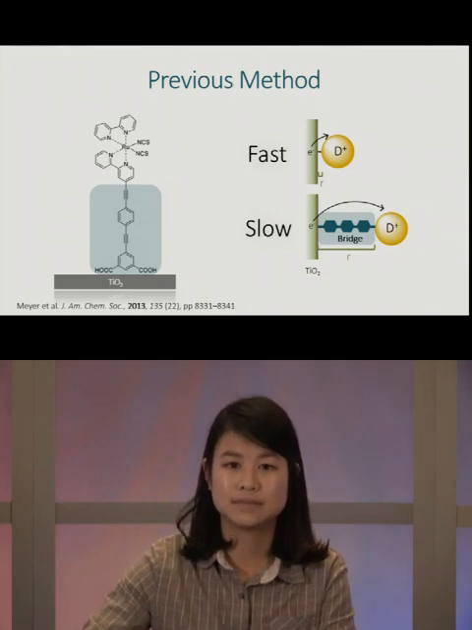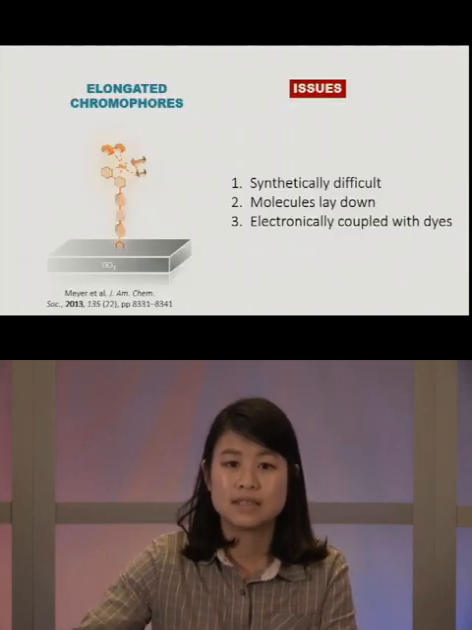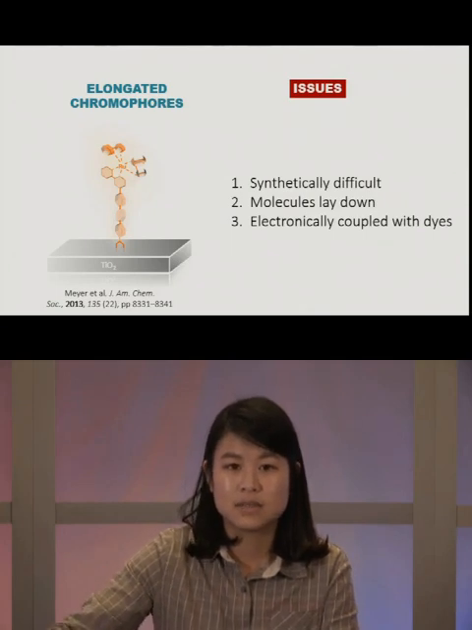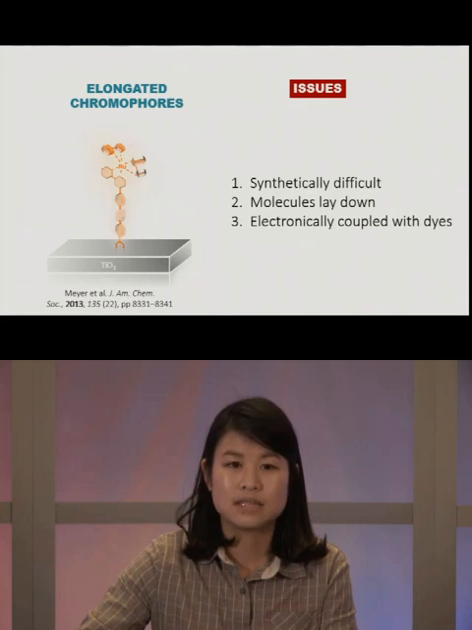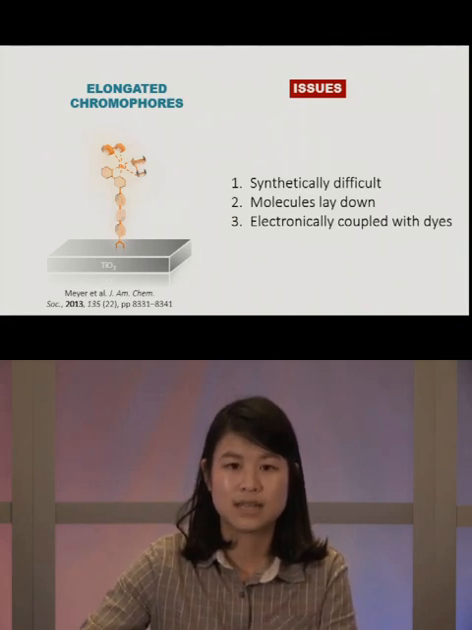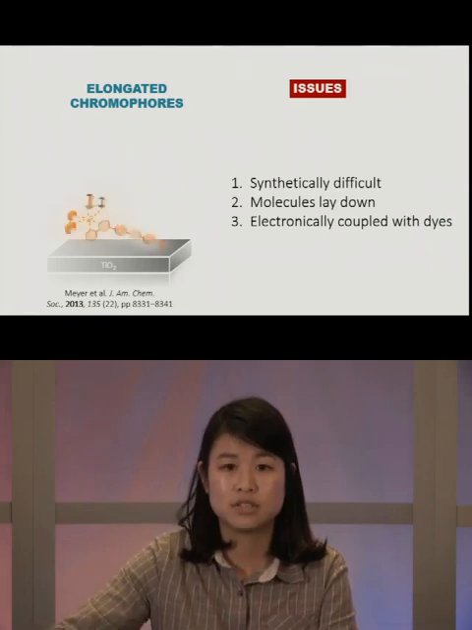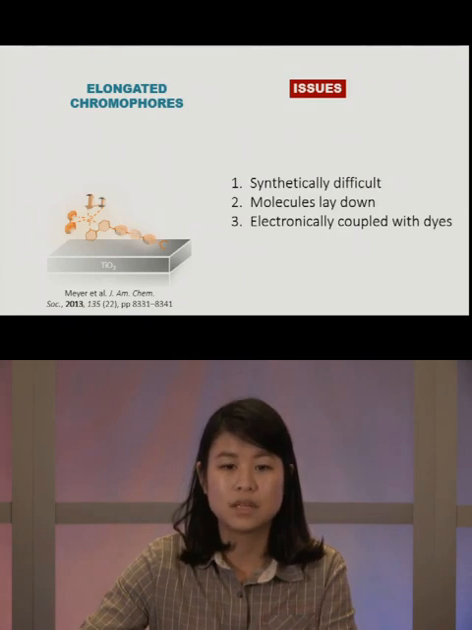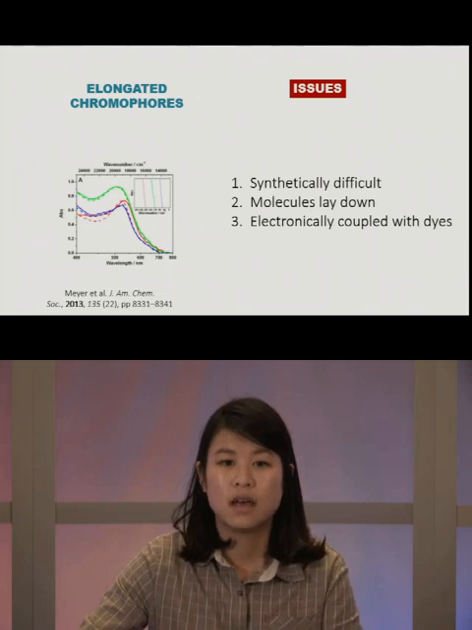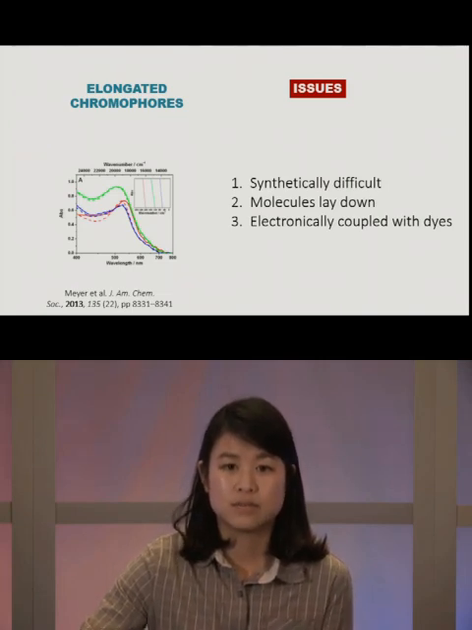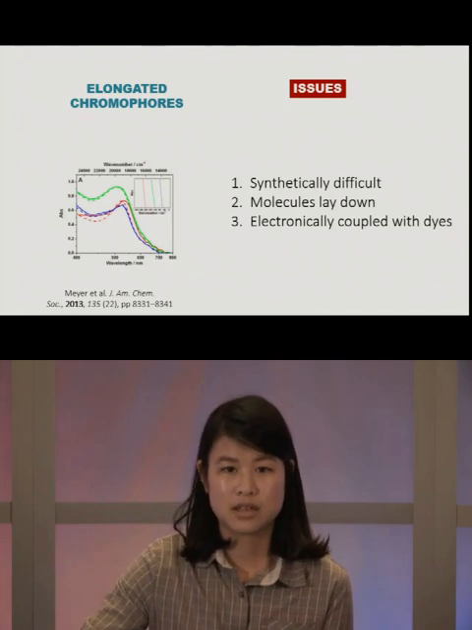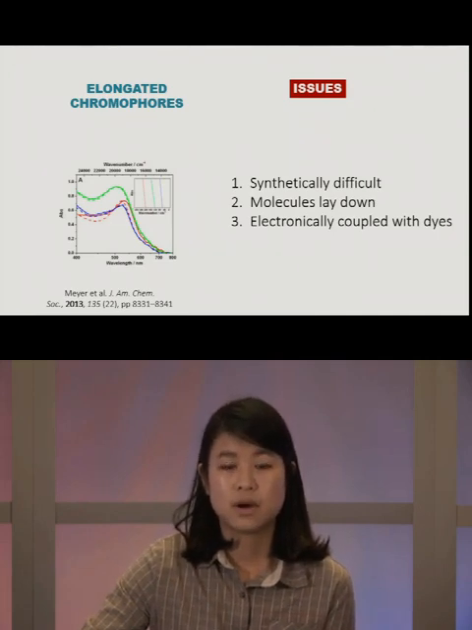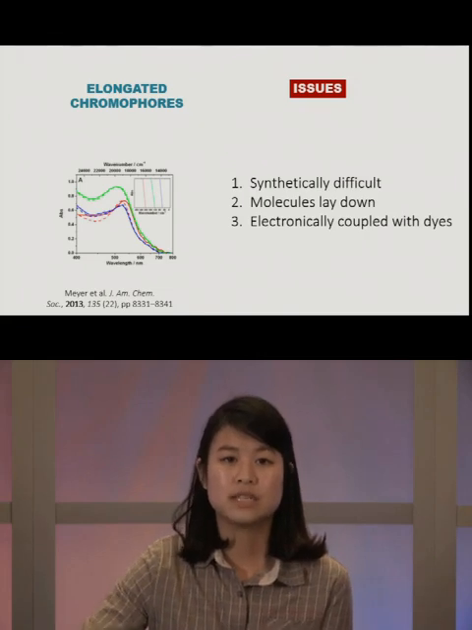the oxidized dye. However, despite these designs being very elegant, there are some difficulties in this type of architecture. For example, these molecules are generally very synthetically difficult to obtain, and due to their geometry restraints, they usually lie down on the surface of the metal oxide. And finally, these covalent bonds will allow them to be electronically coupled with each other. Therefore, they will change the properties of the dye, for example, the redox potential.